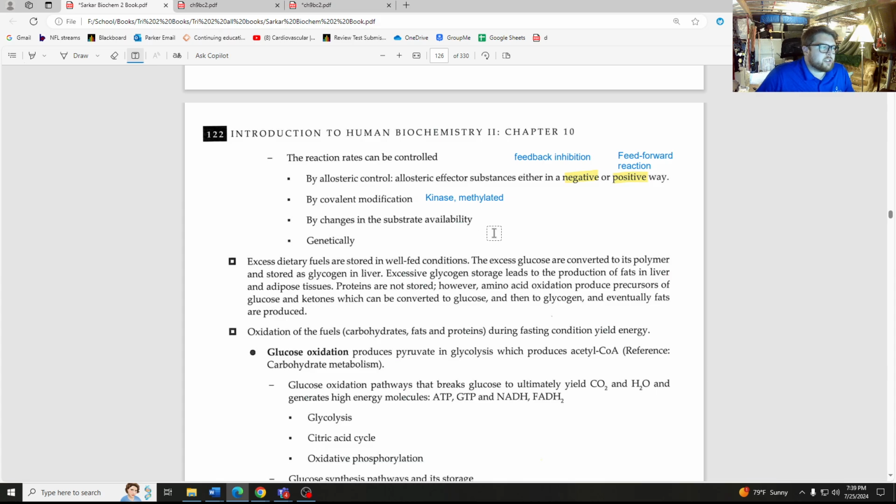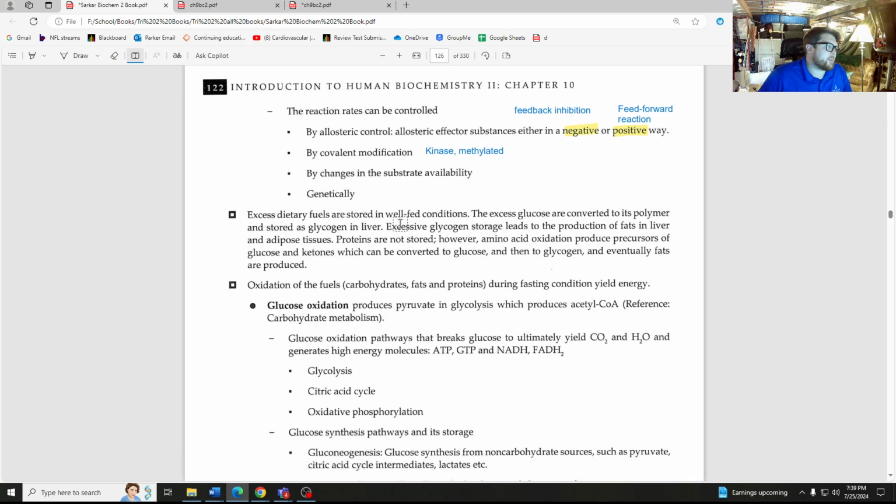By changes in the substrate availability, most often if there's more of the substrate, that's going to push the reaction towards the products. And also genetically, you can be predisposed to certain things. So this is where it's kind of a fine line. I'll throw in a little clinical nugget here. There's a fine line in our world.